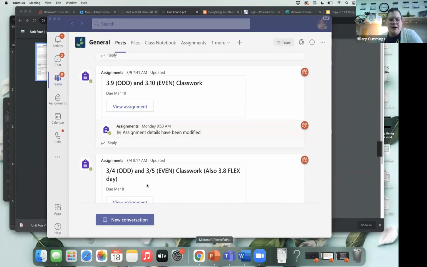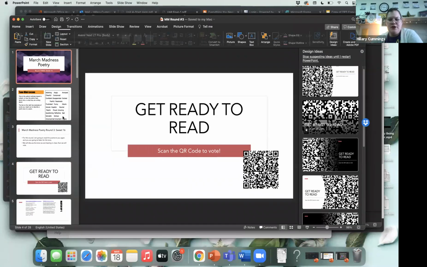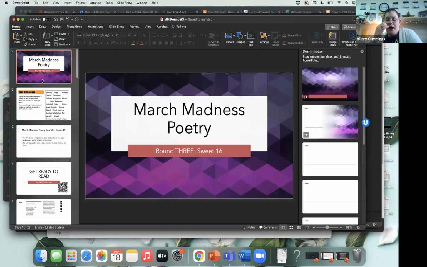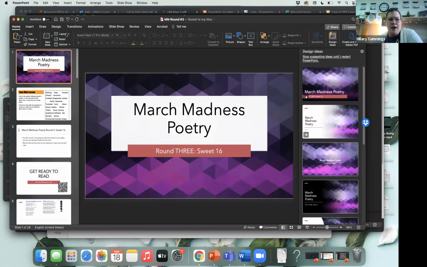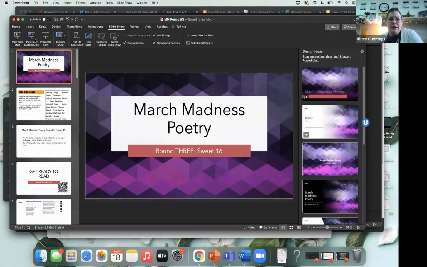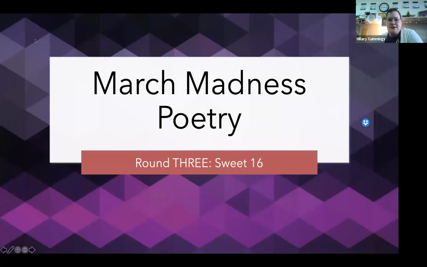And let's take a look at our March Madness poetry. Now we've got a new QR code, and I've also provided a link in your team's assignment, so you can use either one. I do recommend, if you have a phone, to scan the QR code and answer as we go through these. I'm going to read the poems to you individually and then give you a chance to reflect and vote.